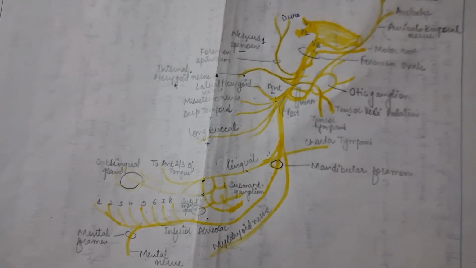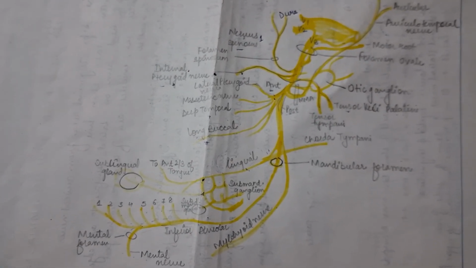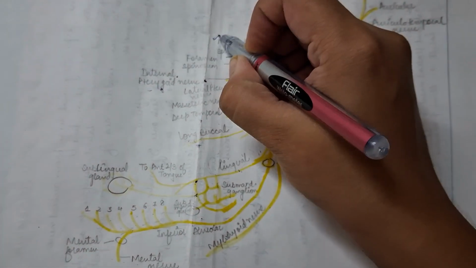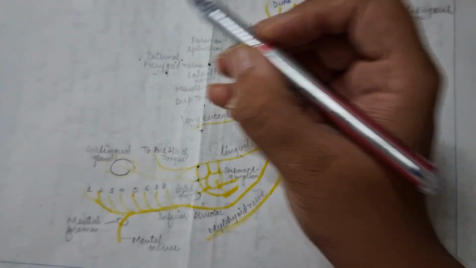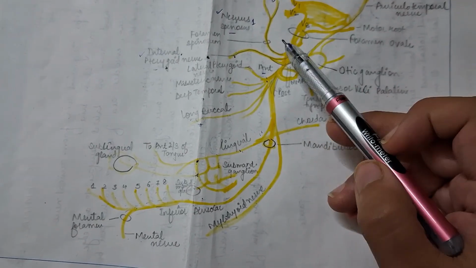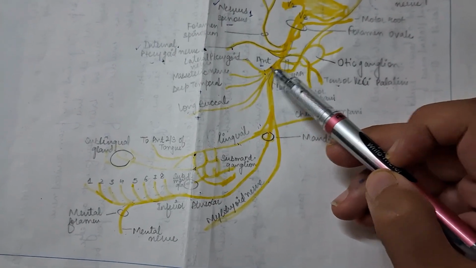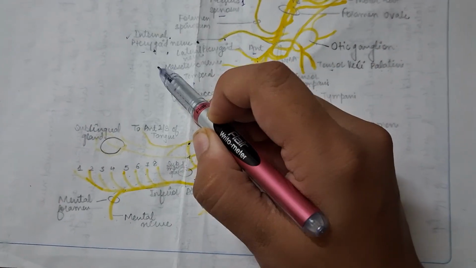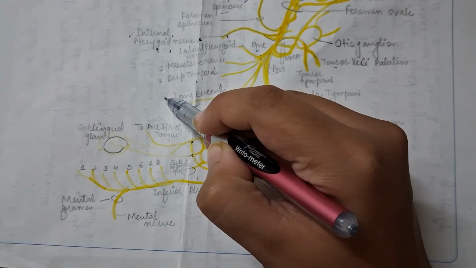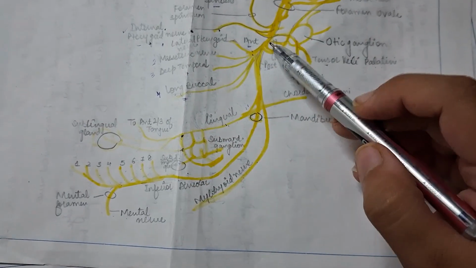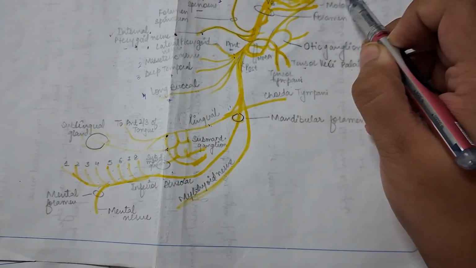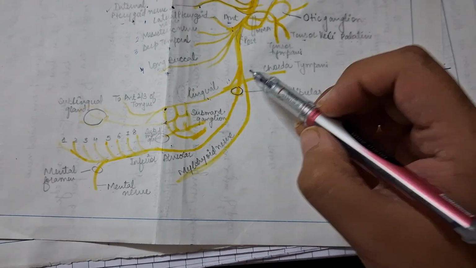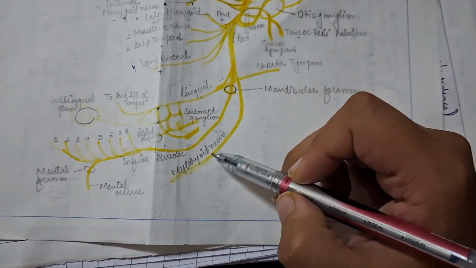So in 1 minute we are going to revise the branches of the mandibular nerve. Number 1, nervus spinosus. Number 2, medial pterygoid or internal pterygoid from the undivided part. Then from the divided part, anterior and posterior. Anterior has 4 branches: lateral pterygoid, masseteric, deep temporal and long buccal. Then posterior has 3 branches: auriculotemporal, lingual and inferior alveolar, and one more branch, the mylohyoid branch.